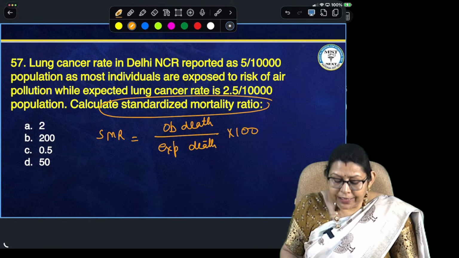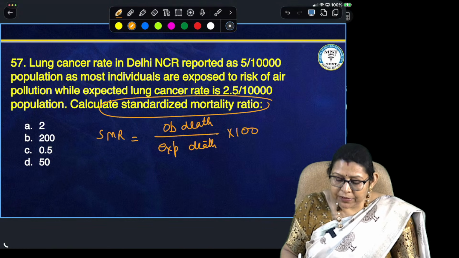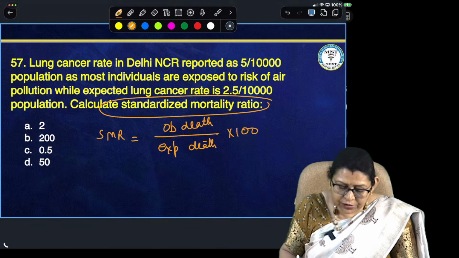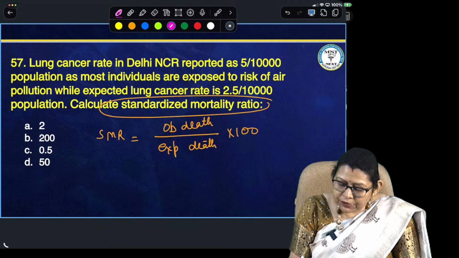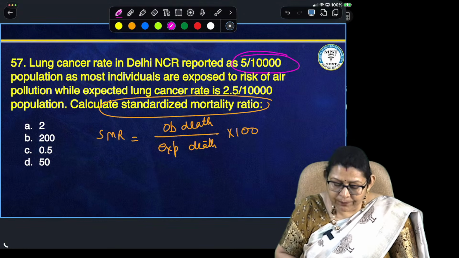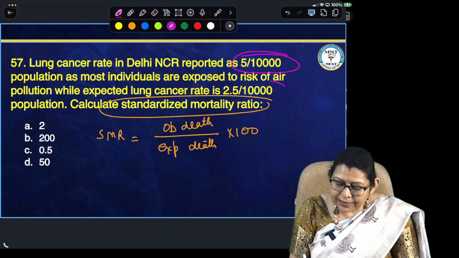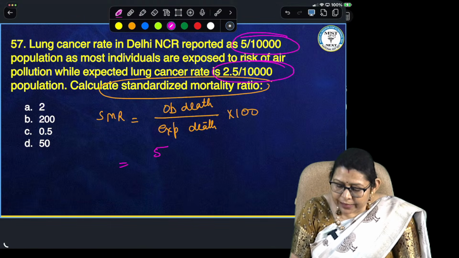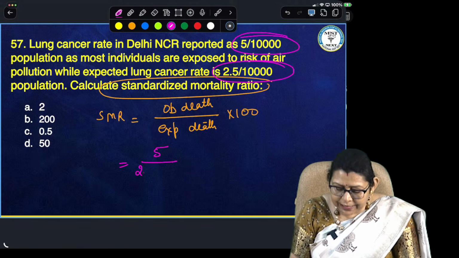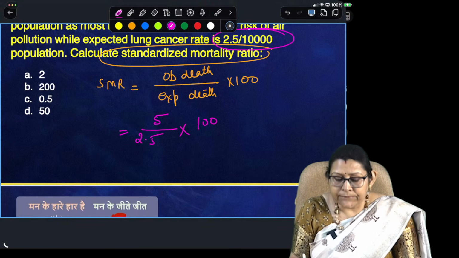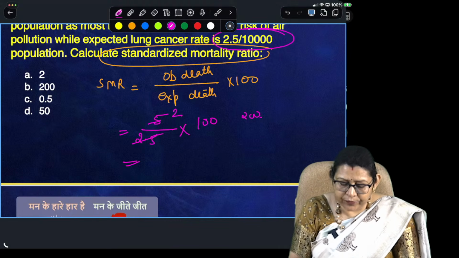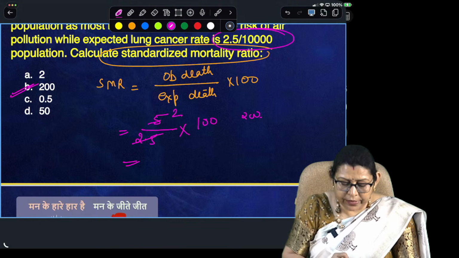Now, lung cancer rate in Delhi NCR reported as 5 per 10,000 population, as most individuals are exposed to the risk of air pollution. So, actual value, observed deaths kitni hai? 5 per 10,000, while the expected lung cancer rate is 2.5 per 10,000. So, observed death kitni hai? It is 5. Expected deaths kitni hai? 2.5, multiplied by 100. So, your answer will be 200. ठीक है, answer will be 200. ठीक है बेटा.